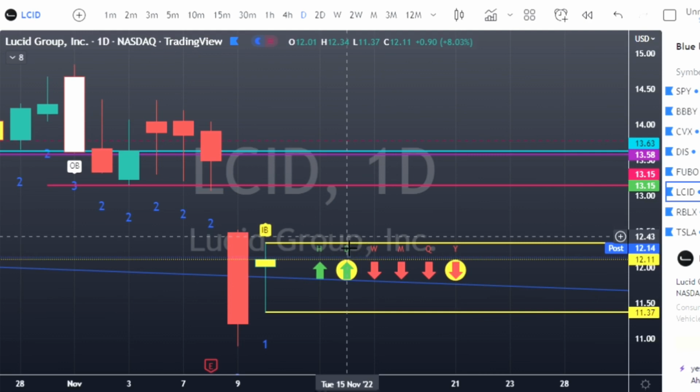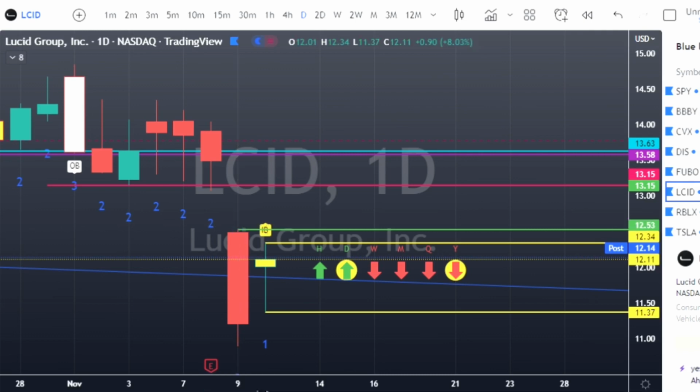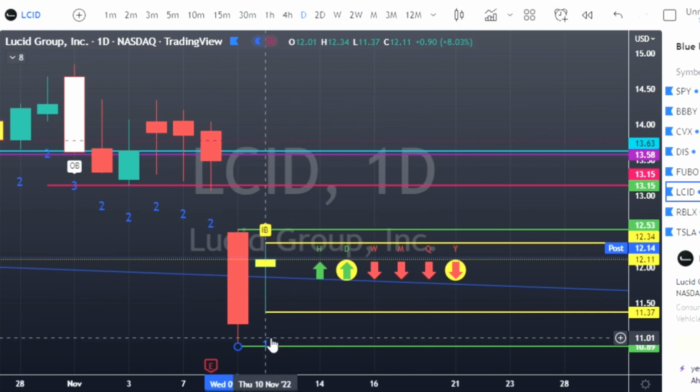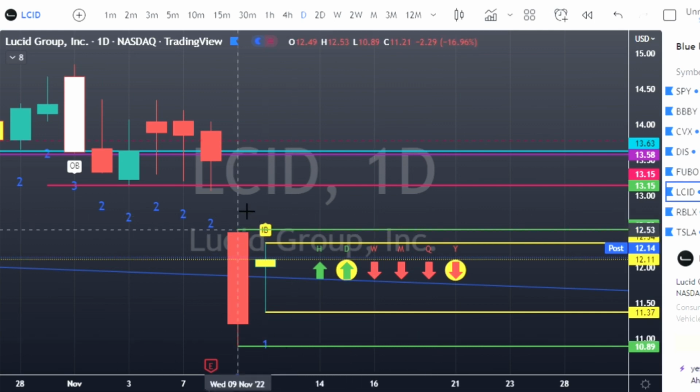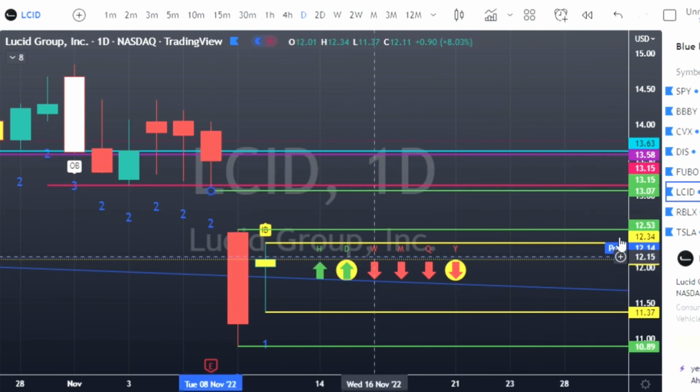Okay, inside bar on Lucid. Again, calls at 12:34, puts at 11:37. We can mark out the targets together here at the top and the bottom. Okay, 12:53 and 10:80, and then if we do go up, trend up, that is our gap fill right there to the bottom of the preceding wick. Okay, so that's the play on Lucid.